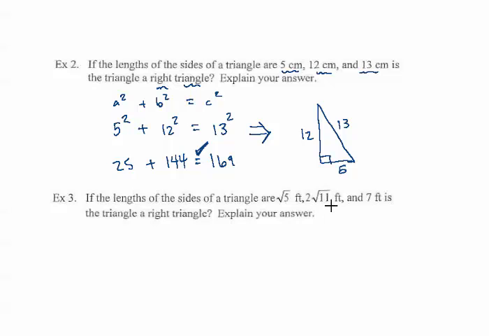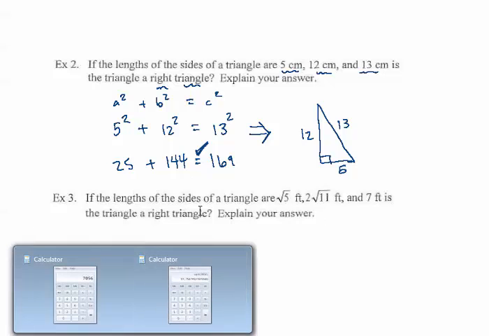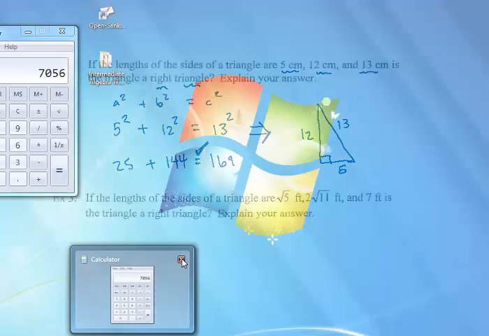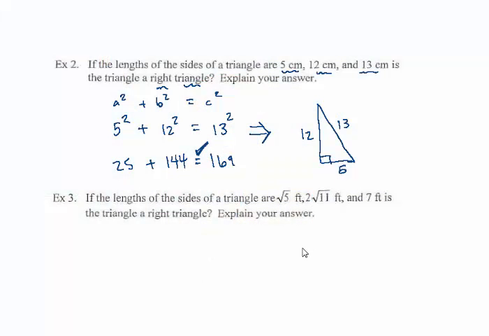When you have radicals, you may want to evaluate the radicals so that you can compare them to the numbers that do not have radicals. Just looking at this, you may think that 7 is the biggest number, but it would surprise you as to how close 2 square root of 11 comes to being the hypotenuse, or the supposed hypotenuse.